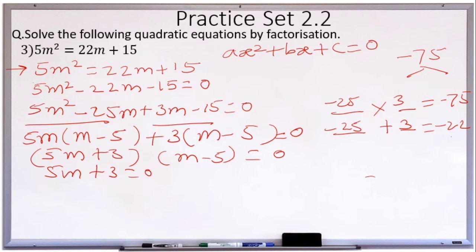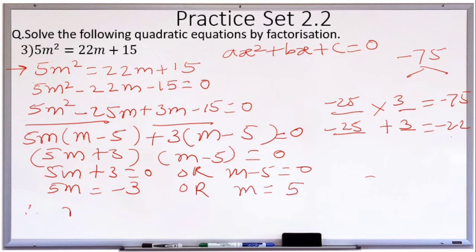So we get 5m plus 3 equal to 0, or m minus 5 is equal to 0, and hence 5m is equal to minus 3, or m is equal to plus 5. Hence m is equal to minus 3 upon 5, or m is equal to plus 5. Hence we got our solution that m is equal to minus 3 upon 5 or m is equal to plus 5 are the solution of the given quadratic equation.